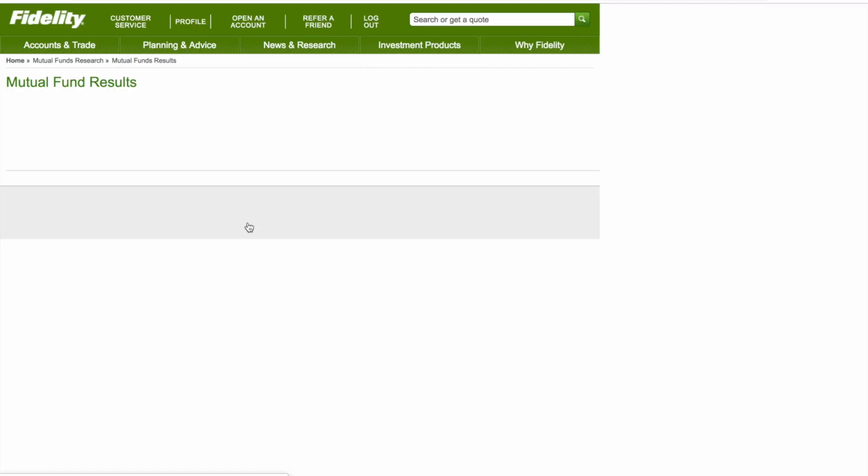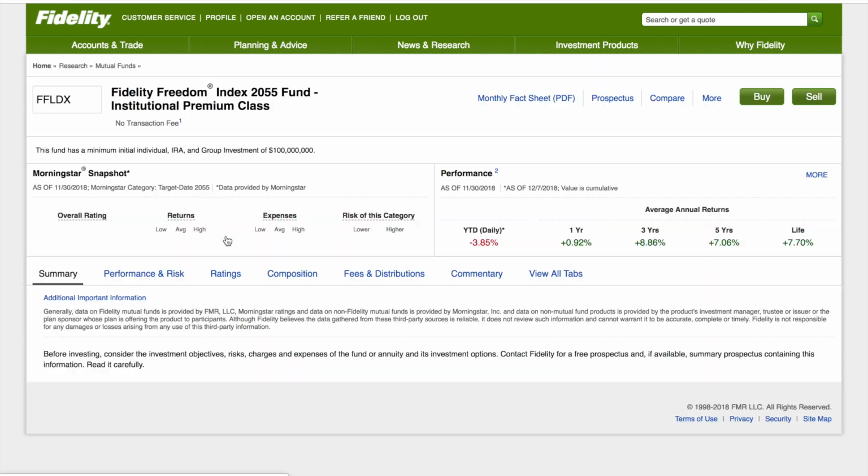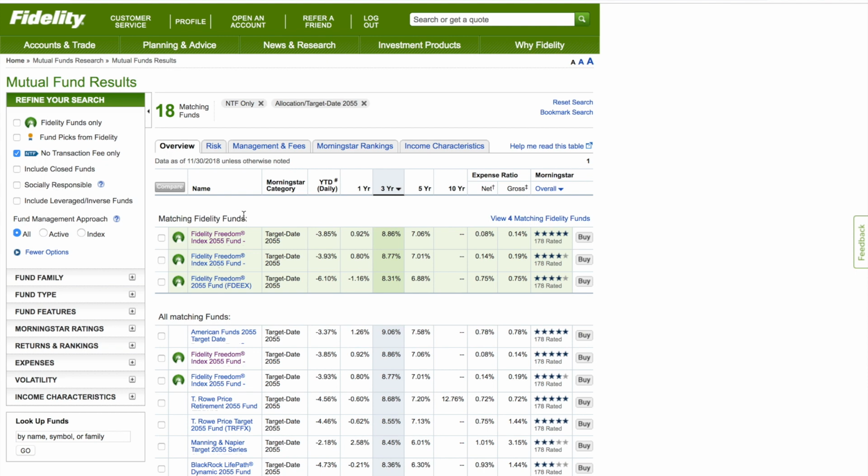And I'm getting slow connection here, and I think I lost the internet. Oh no, here we go. Okay, so yeah, here we go. Fidelity Freedom 2055, 7% year track record, and looks pretty good to me. But as you can see here, this fund has a minimal initial individual IRA and group investment of $100 million. So this fund, we may not be able to purchase it because we're not institutional premium class. So we might have to go back and find one that's not institutional.